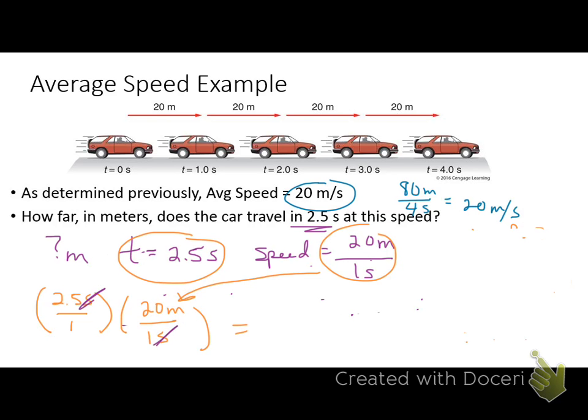Okay, so I have just set it up using what we call kind of a factor. The factor part is actually for your seconds canceling. Factor label, and the label part is that the label means the units, so factor label method. So now on my calculator, if we take 2.5 times 20, what do you get? Thank you, you get 50.